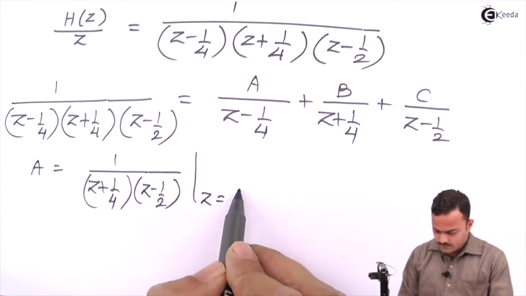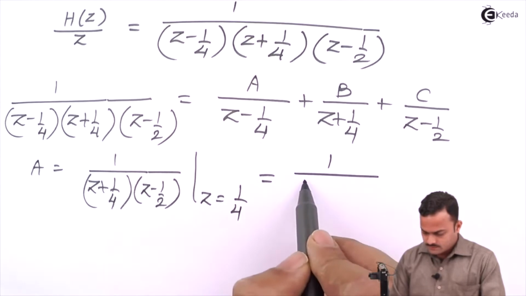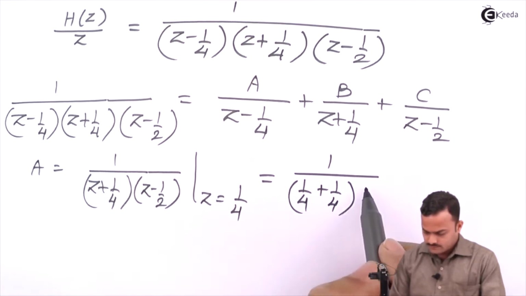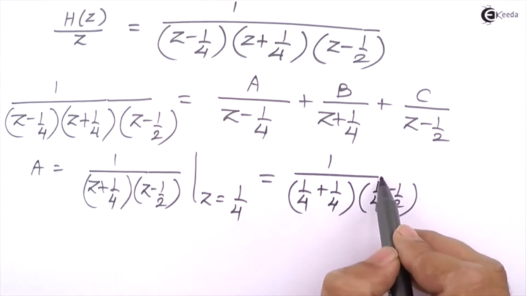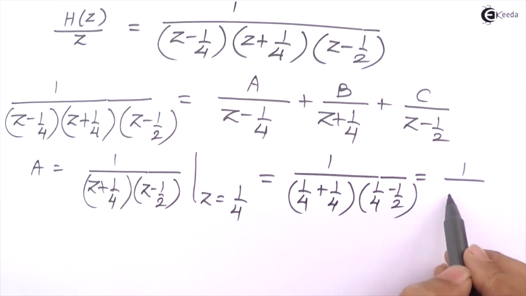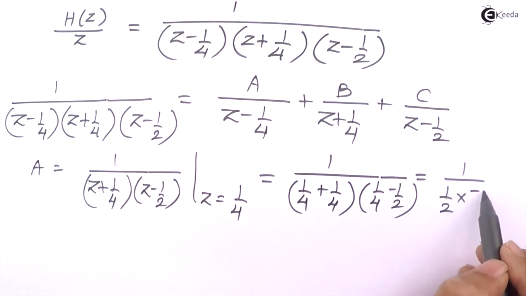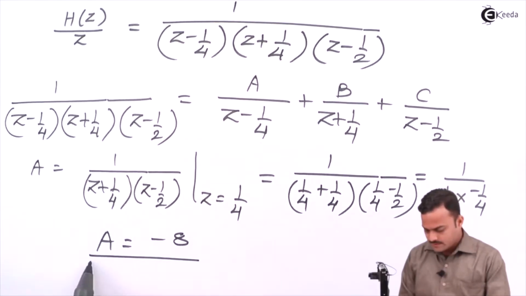So a we can obtain for Z equal to 1 by 4, which is nothing but 1 upon (1 by 4 plus 1 by 4), (1 by 4 minus 1 by 2), which is nothing but 1 upon 1 by 2 multiplied by minus 1 by 4. So in the end I will get a as minus 8.